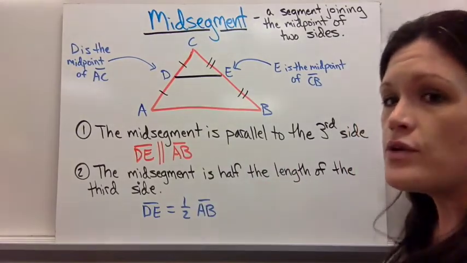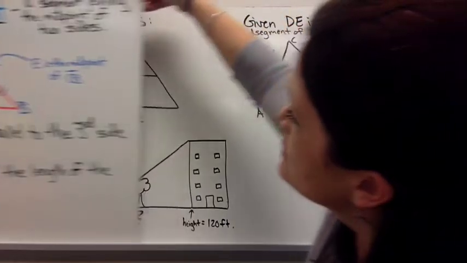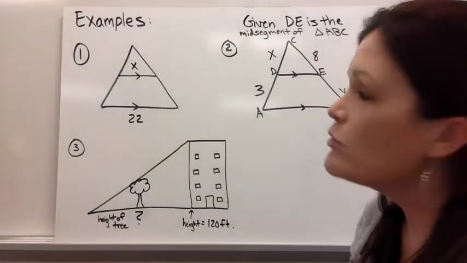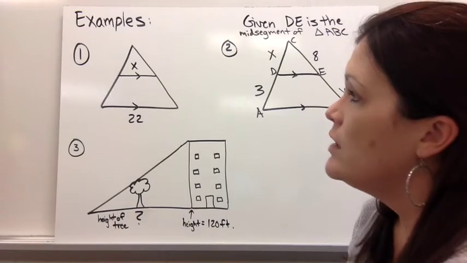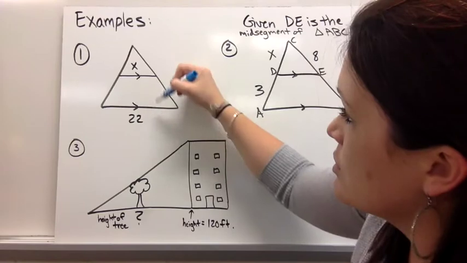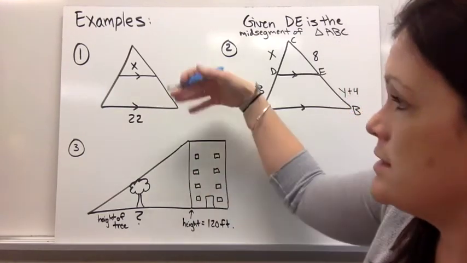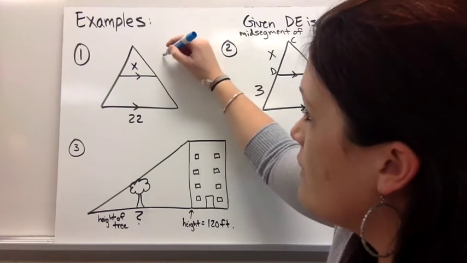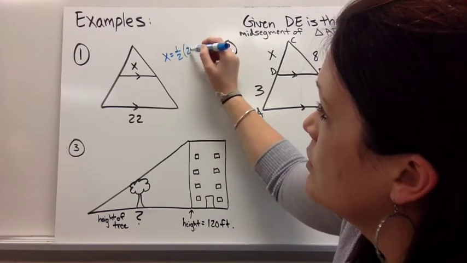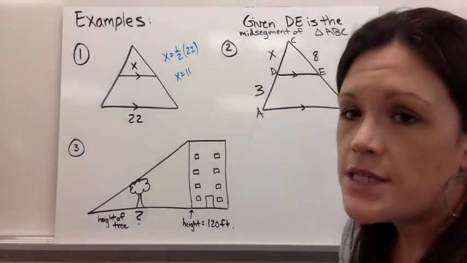So let's look at a few examples that this theorem would help us to solve. There are just 3 examples. Number 1 would be if you're just given the midsegment, you know it's the midsegment because it's parallel to the third side. So your example could be as simplified looking as this example, and I would know enough information to know that x is 1/2 of 22. So it's just 11. And that's it for that one.